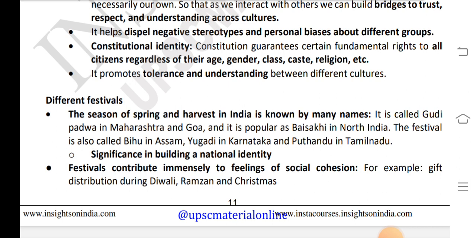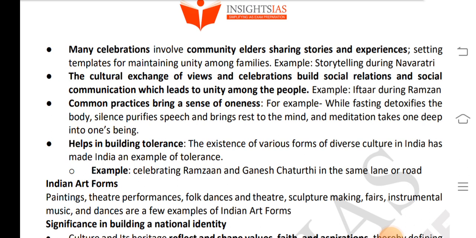Different festivals. The season of spring and harvest in India is known by many names. It is called Gudi Padwa in Maharashtra and Goa, and it is popular as Baisakhi in North India. The festival is also called Bihu in Assam, Ugadi in Karnataka, and Puthandu in Tamil Nadu. Significance in building our national identity.